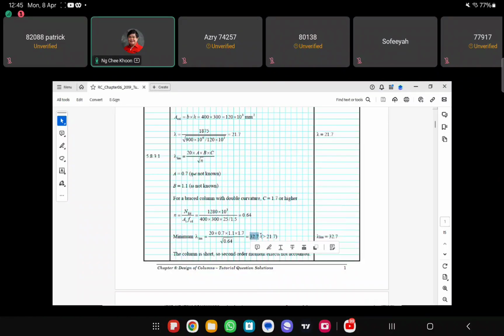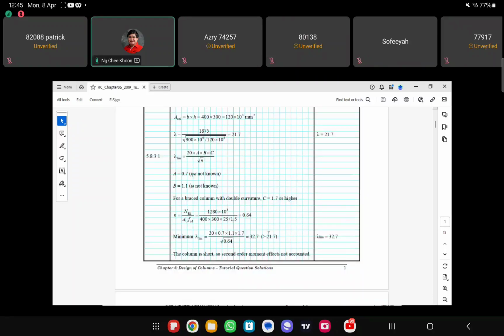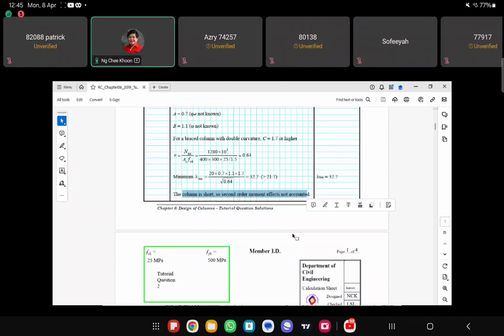So this lambda limit is greater than lambda y, right? So if your lambda y is smaller than the lambda limit, then the column is a short column, okay? So in this case, you just design the column as a short column, and no second order moments will be included.